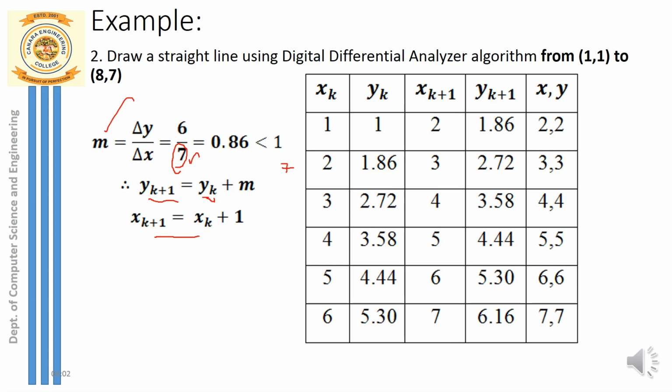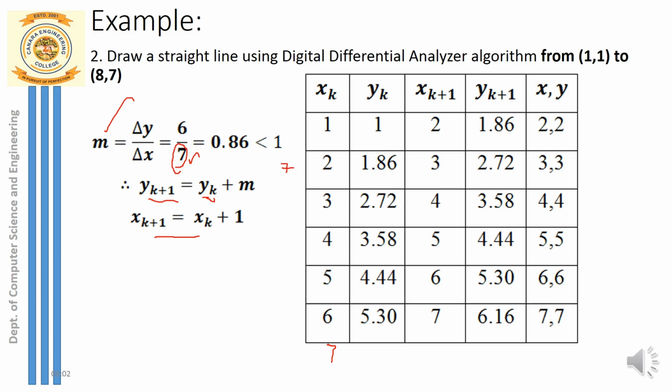From where are you going to start? You're going to start from 1 comma 1. Actually you have to continue over here until the 7th step, until you reach this last endpoint. Which is that endpoint? The last endpoint is 8 comma 7. Till that 8 comma 7 point you are supposed to continue to the last step.